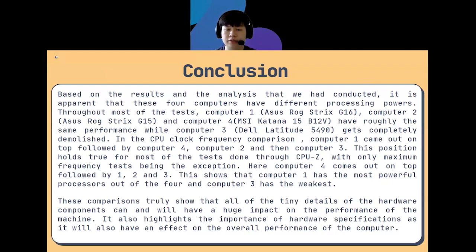This shows that computer 1 has the most powerful processor out of the 4, and computer 3 has the weakest processor. This comparison truly shows that all of the tiny details of the hardware components can and will have a huge impact on the performance of the machine. It also highlights the importance of hardware specifications, as they will also have an effect on the overall performance of the computers.